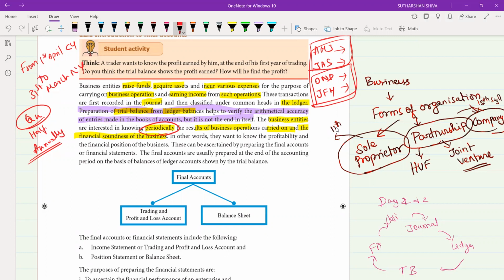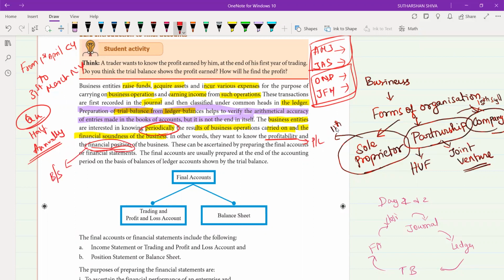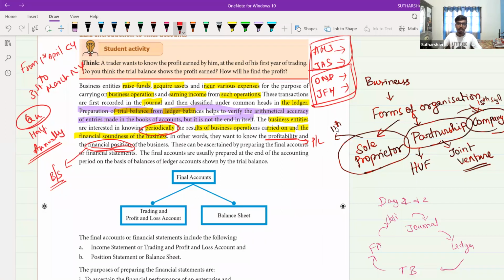In other words, they want to know the profitability and the financial position of the business. If it is profitability, we will talk about the P&L account. If it is financial position, we will talk about the balance sheet. What is the position of my business on the end of 31st March or the year end? What are the assets I have? What are the obligations and liabilities that I have? Those two things we call financial position.